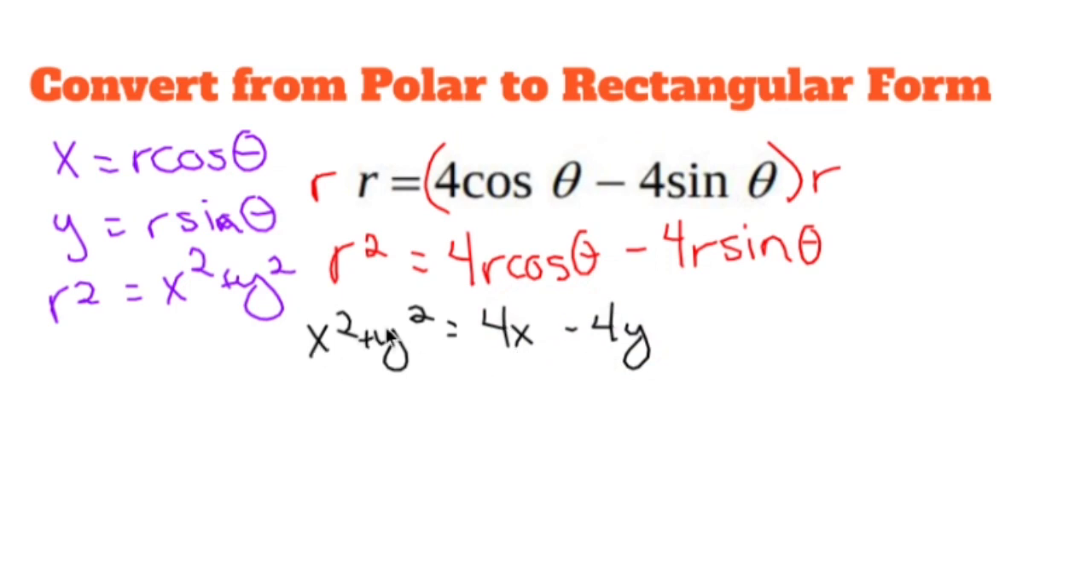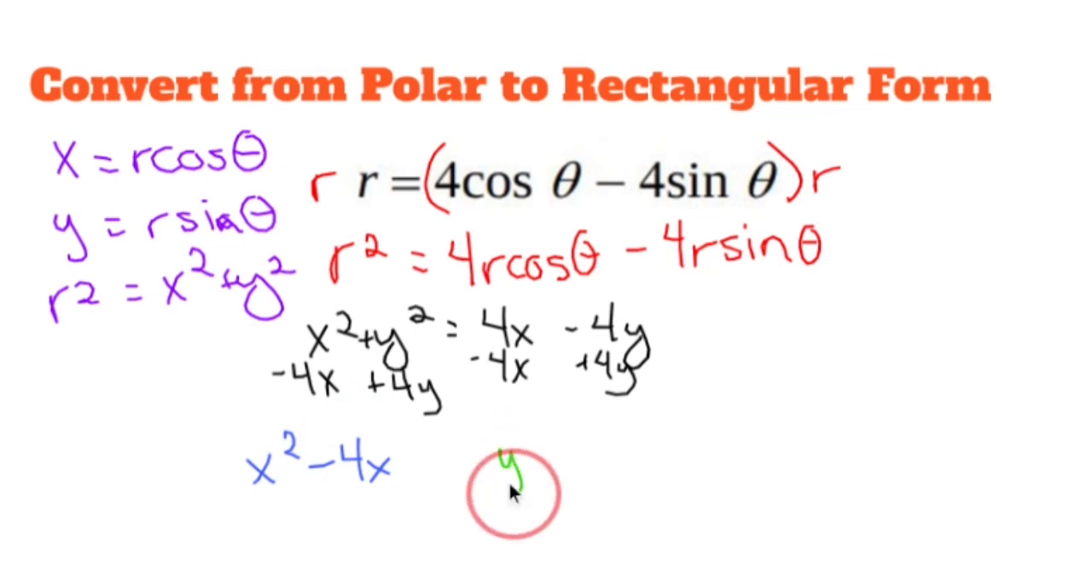Now, maybe we could leave it like this, and maybe some teachers would be happy with this, but I'm not really happy with this. I'm not happy at all. What I want to do is make it look a lot prettier. So I'm going to move everything to the left. I'm going to subtract 4x from both sides, minus 4x, and add 4y to both sides, plus 4y. Let me get some colors out here. That gets me x squared minus 4x, leave some space, y squared plus 4y, leave some space, equals 0.